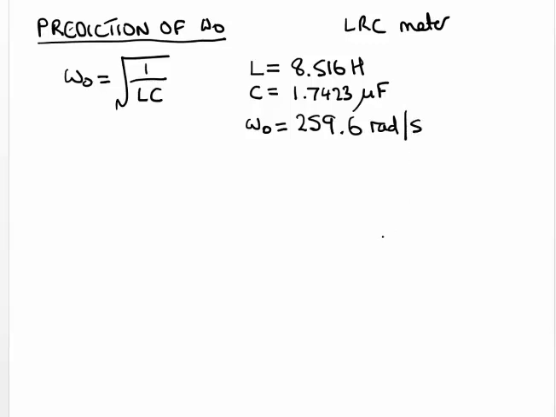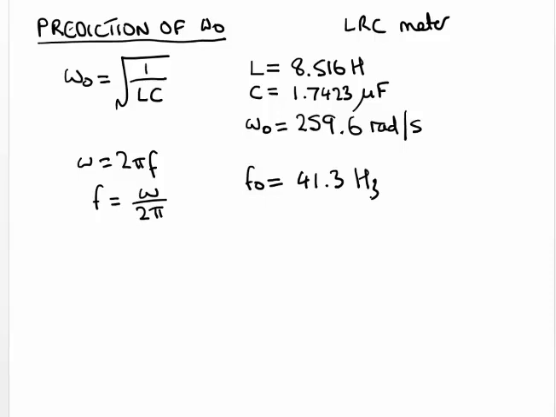Now, just to forewarn you, I took a quick look and I saw that the function generator and the frequency meter are in hertz. So I need to be able to convert. So omega is equal to 2 pi f. So f is equal to omega over 2 pi. So f naught, the frequency in hertz of this thing, is going to be that divided by 2, enter, divided by pi, enter. And I'm going to get 41.3 hertz. Now, just to forewarn you, it's never a bad time to just double check on calculator stuff.